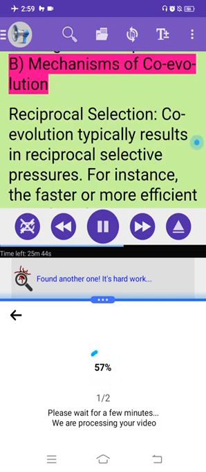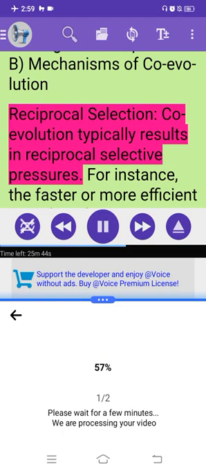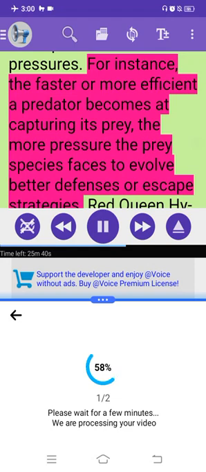B. Mechanisms of coevolution. Reciprocal selection. Coevolution typically results in reciprocal selective pressures. For instance, the faster or more efficient a predator becomes at capturing its prey, the more pressure the prey species faces to evolve better defenses or escape strategies.